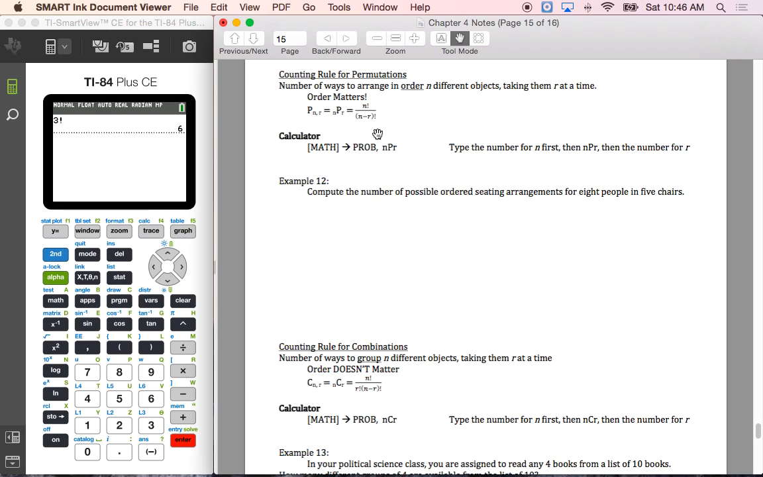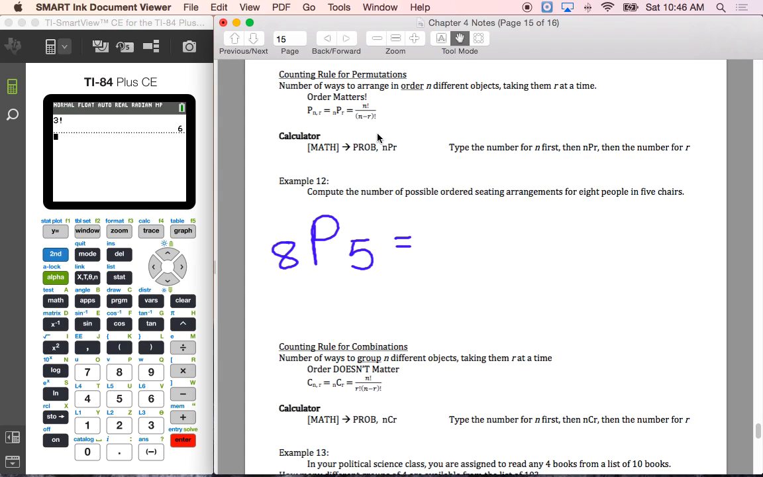So, for example 12, we want to compute the number of possible ordered seating arrangements for 8 people and 5 chairs. Now, we write this as the biggest number goes first, then you're going to have the P because it's a permutation, because order matters, then 5 goes second. So now we have to find this on our calculator. I have it written down there for you on how to do it.